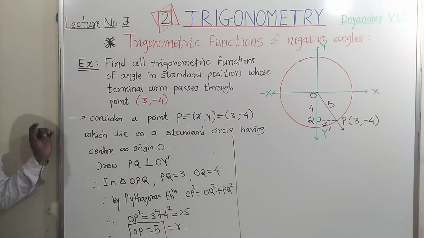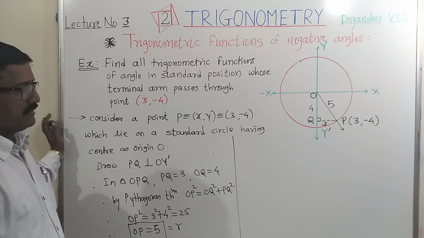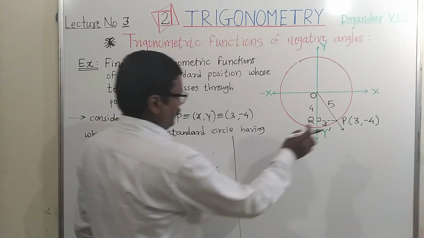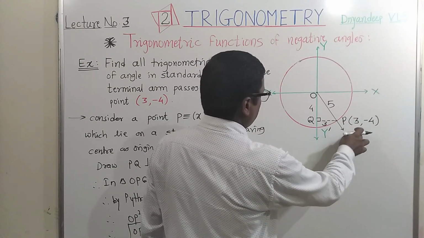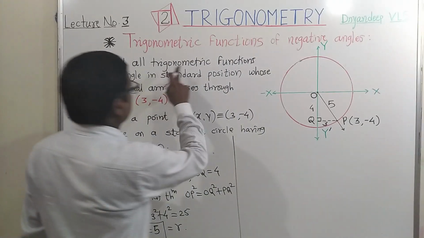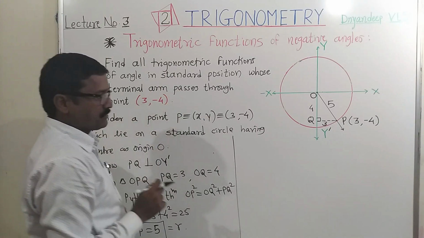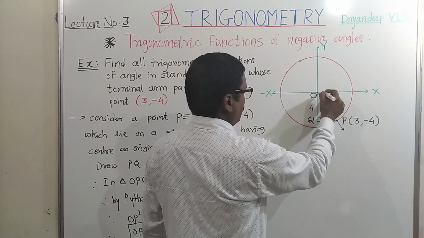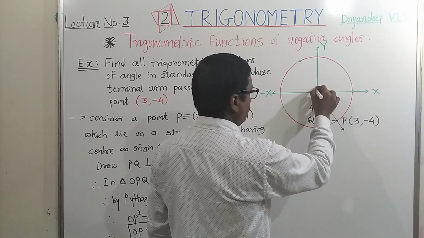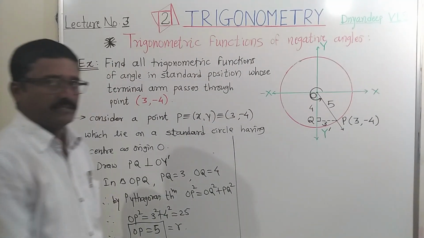Now we have to write the trigonometric functions, because now we know all the sides of this right angle triangle. Now the point is here 3, minus 4. So the angle is this. Find the trigonometric functions for the angle in standard position whose terminal arm passes through 3, minus 4. This is the terminal arm and the initial arm is OX, and our positive angle will be like this. So this is our theta.